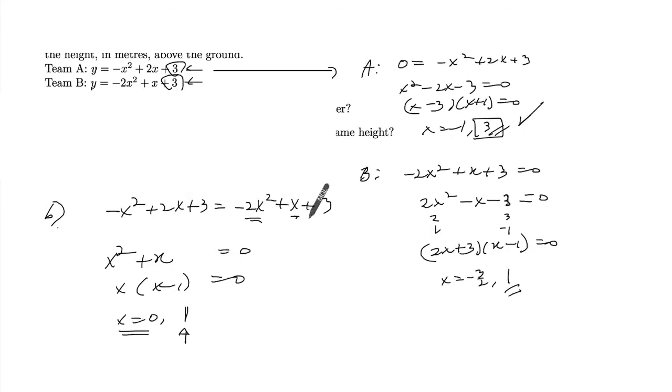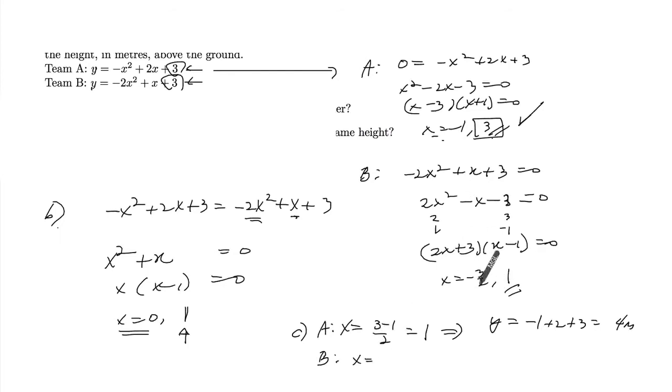This is asking for the maximum height, which is the y-coordinate of the vertex. So for part A, let's get the midpoint between the two x-intercepts. So it's 1, and let's plug that into the original equation. You get minus 1 plus 2 plus 3, so it has a maximum height of 4 meters. This is for Team A. For Team B, the middle value between the two roots, if you add these, you get negative a half, so negative a quarter. The maximum happens at x equals negative a quarter.